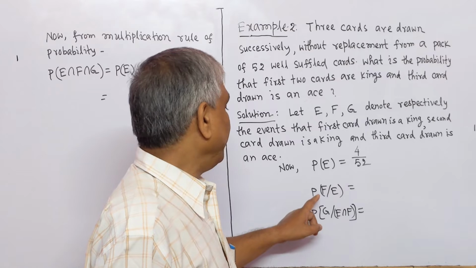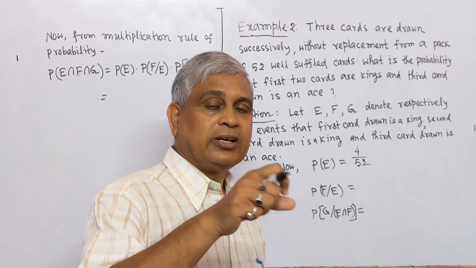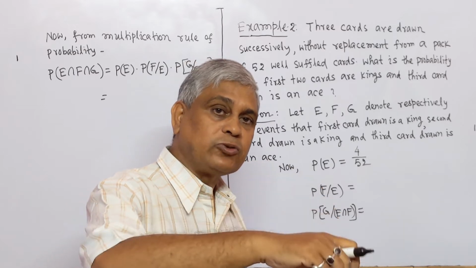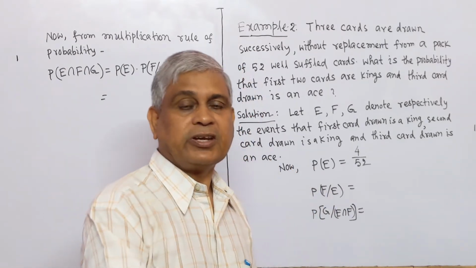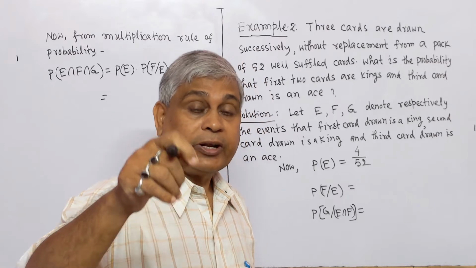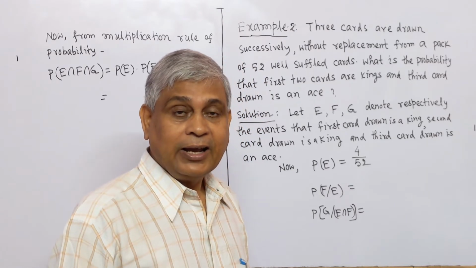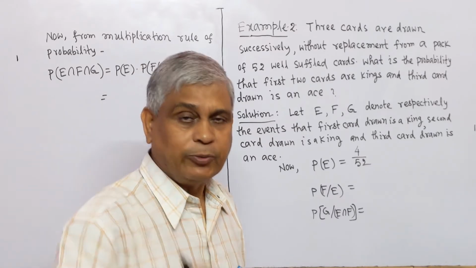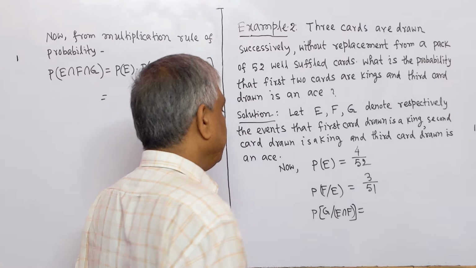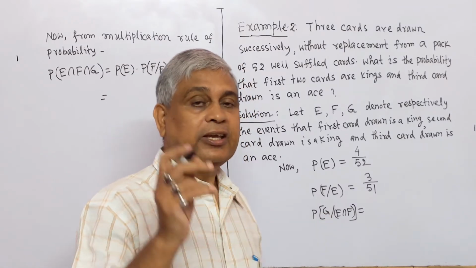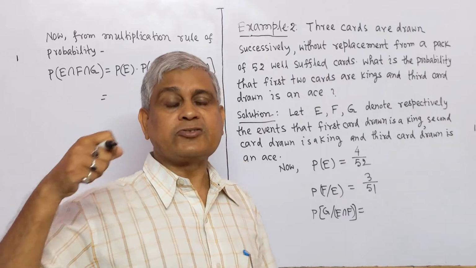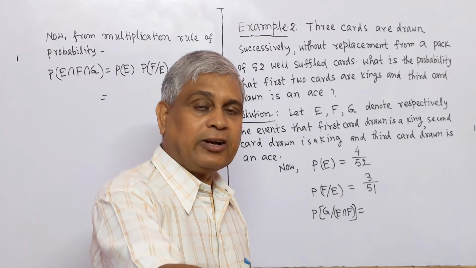Now probability of F/E, meaning the second drawn card is a king. The condition is that the first drawn card was not replaced to the pack. Means the first drawn card was a king, so the remaining number of kings will be 3 and total remaining number of cards will be 51. So this will be probability 3/51. Now we shall find the probability of event G. The condition is that the first 2 cards drawn are kings and those cards are not replaced to the pack.